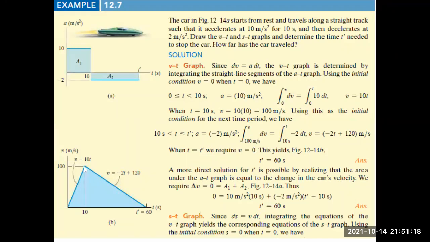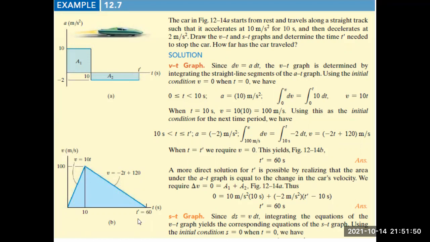The car is decelerating at a constant rate, deceleration of -2, all the way until it reaches 0. Okay, so the car is decelerating. What the question is asking us is to determine the time needed for the car to stop. So I know the final velocity, which is 0, and I know the initial velocity, which is 100 for this part.